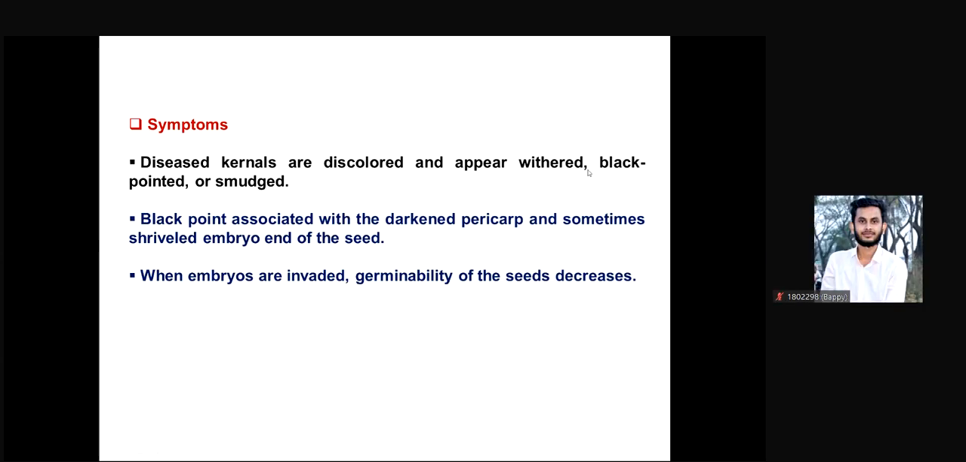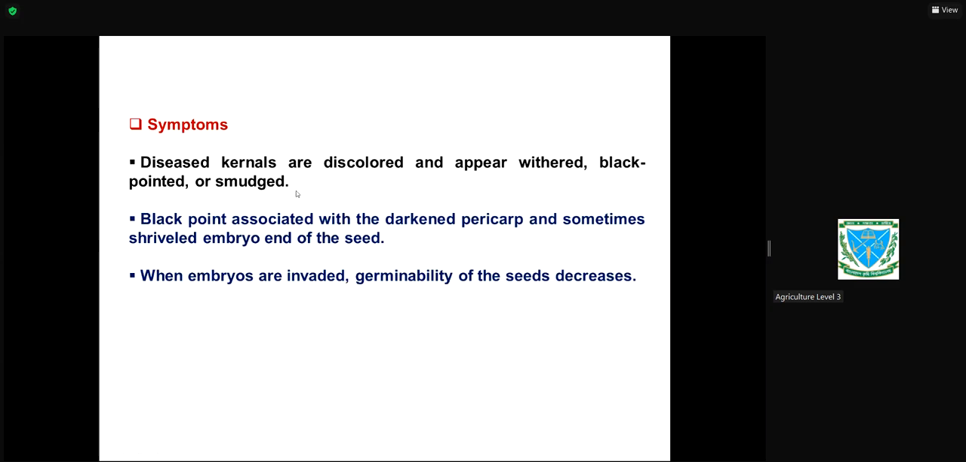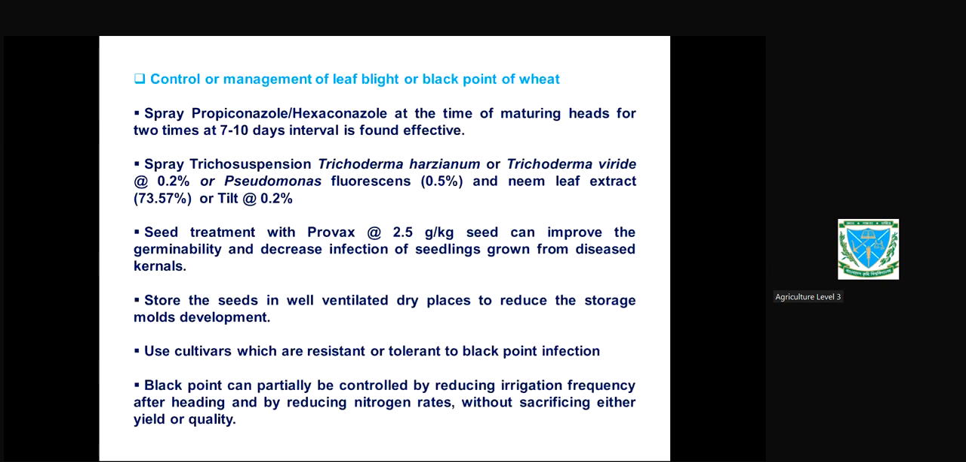So you see the grains are discolored and appear withered, শুকিয়ে যায়, black pointed or smashed হয়ে যায়, normal color থেকে এই হয়ে যায়। And you see the black point associated with darkened pericarp and sometimes shriveled embryo of the seed, embryoটা shriveled হয়ে যায়, এবং দেখা গেছে যে 5% এর উপরে গেলে আস্তে আস্তে তার জার্মিনেশন কমে যায়। And you see when the pathogen invades the embryo, তাহলে তার জার্মিনেশন ক্যাপাবিলিটি আস্তে আস্তে ডিক্রিজ করে। So these three things are noticed in case of black point.